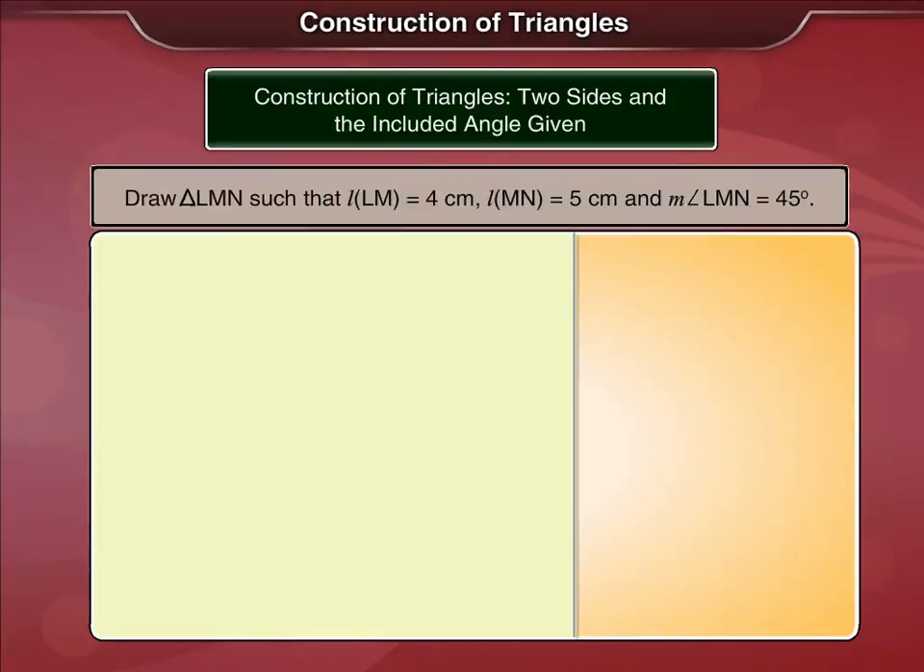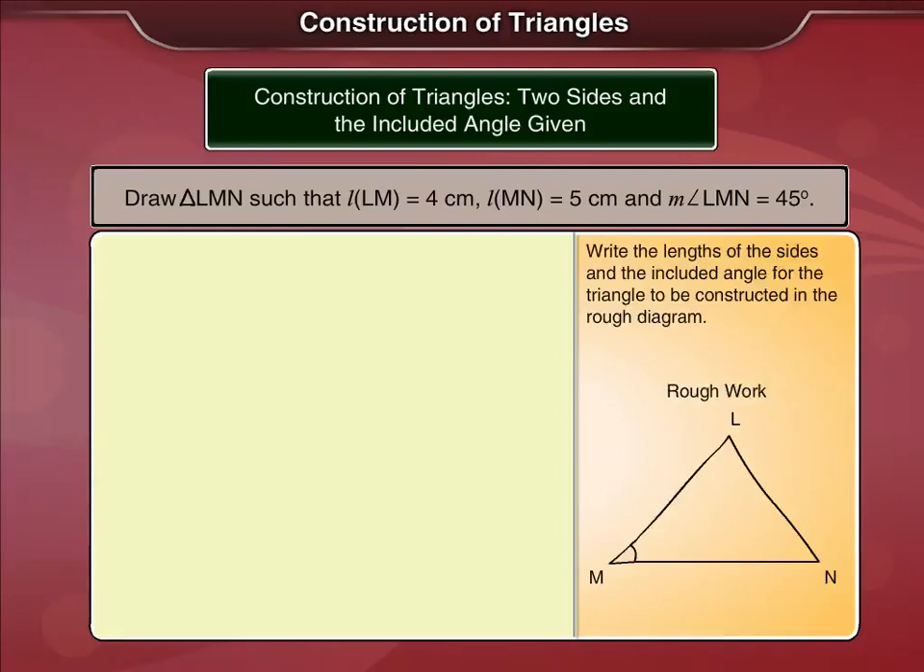In triangle LMN, the length of side LM is 4 centimeters. The length of side MN is 5 centimeters. And the measure of angle LMN is 45 degrees. Angle LMN is the included angle of the side LM and side MN. Let's start constructing the triangle.